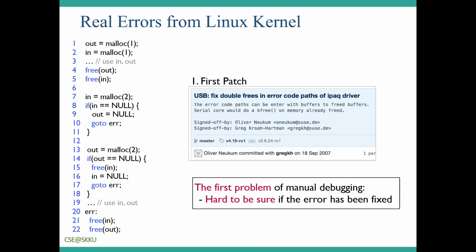Here's where the first challenge of manual debugging arises. It's hard for a developer to ascertain that the original double-free errors have been fully or correctly resolved. Right now, we are looking at a simplified 22-line version, but the original code spans several thousand lines. So in such large code bases, it is easy for developers to get confused while trying to understand and fix the errors.